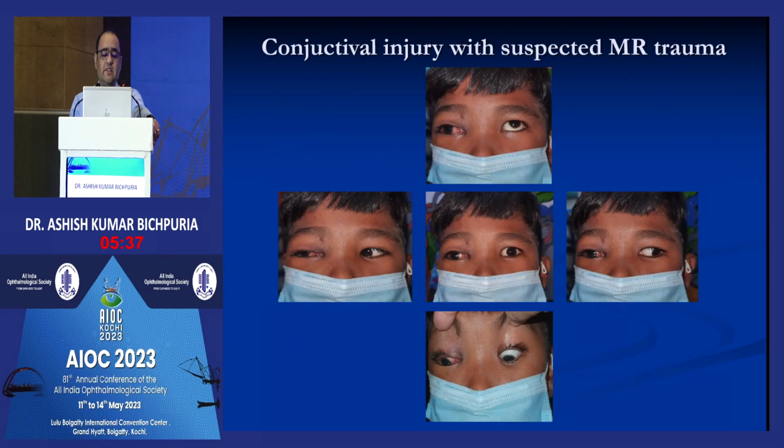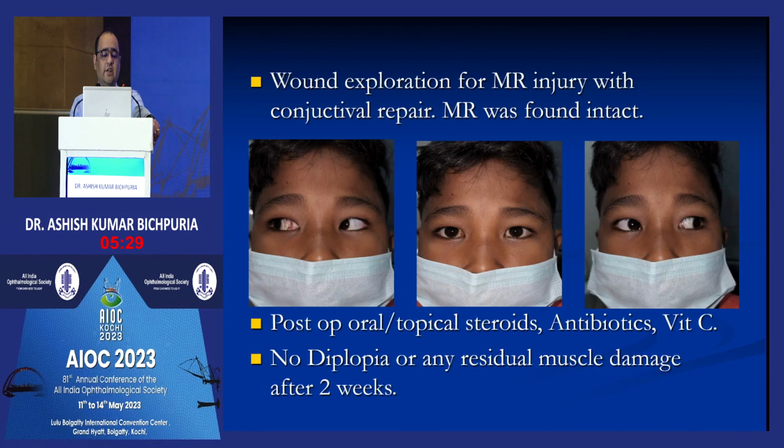So this is a case of conjunctival injury with suspected medial rectus trauma. You can see the elevation and adduction is limited in the right eye. There was a conjunctival tear. So I posted under GA and did a wound exploration. MR was found intact. So I did conjunctival repair. Post-op oral and topical steroid was given. No diplopia or any residual muscle damage after 2 weeks.